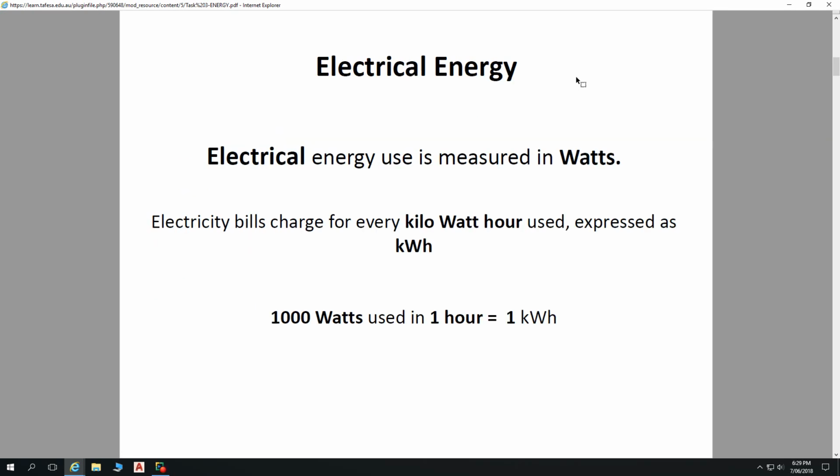So, as you probably know, we use electricity in watts, but when you get your electricity bill, it's expressed in kilowatts, because we use electricity typically in kilowatts or kilowatt hours. But one kilowatt hour equates to using 1,000 watts over a complete hour. So if I was to get a 100-watt light globe and run that for 10 hours, I'd end up using 1 kilowatt hour. That's fairly straightforward.